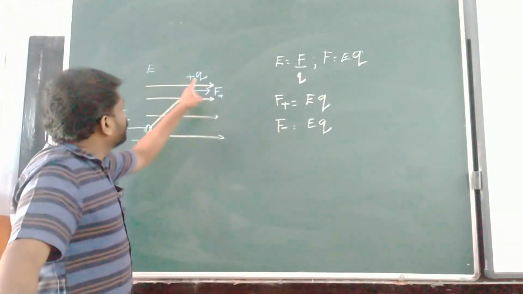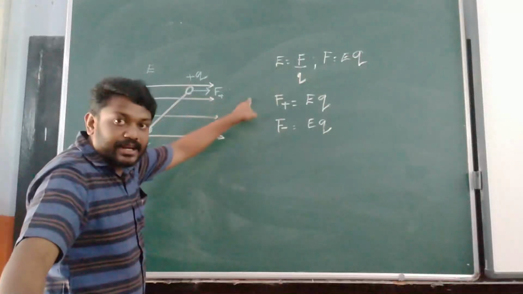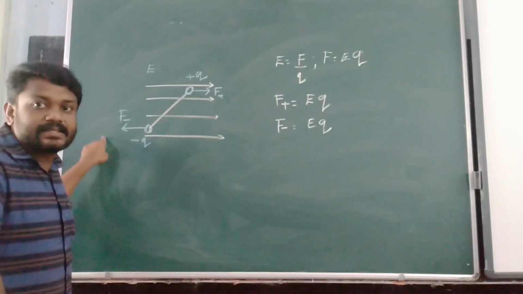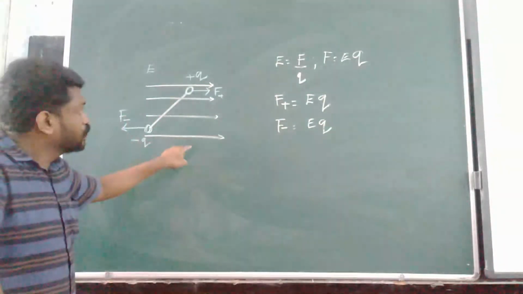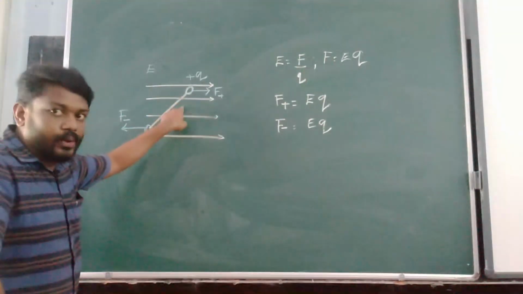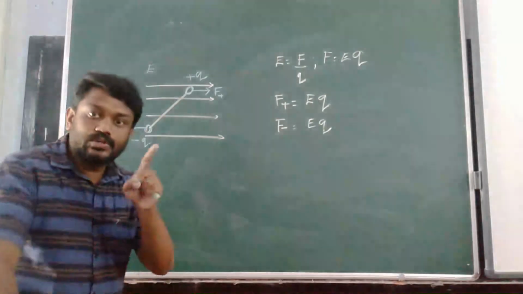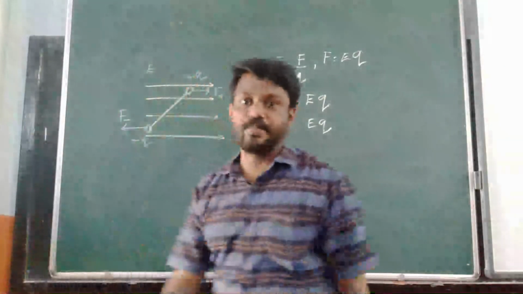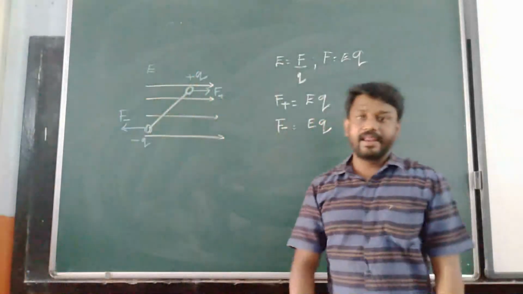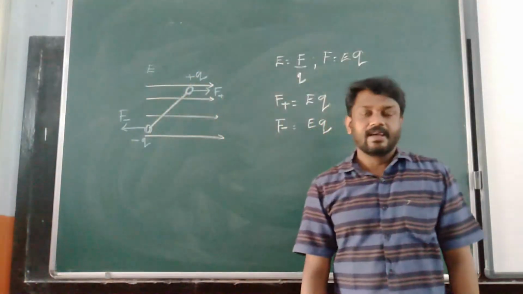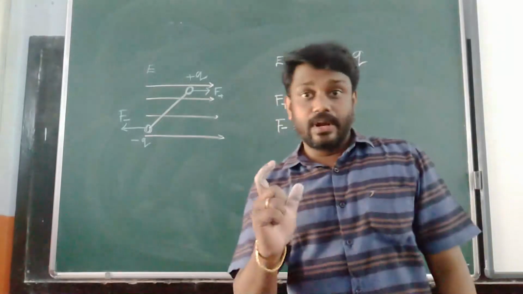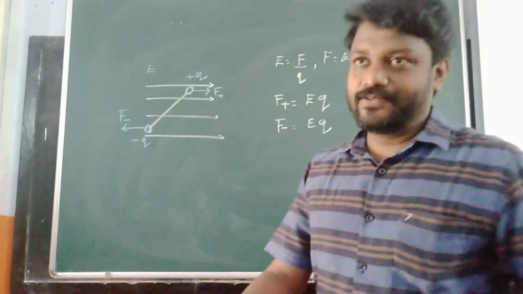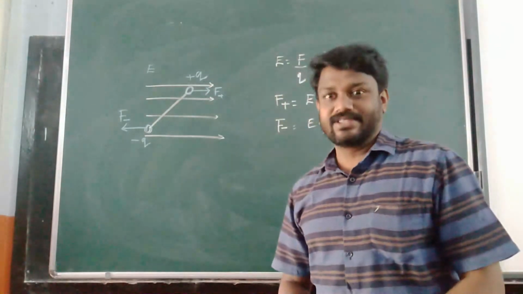So plus Q experiences force F plus towards the direction of the electric field, and F minus is acting in the opposite direction. So this dipole experiences two equal and opposite forces. What is the effect of two equal and opposite forces? Yes, equal and opposite forces will cancel each other.